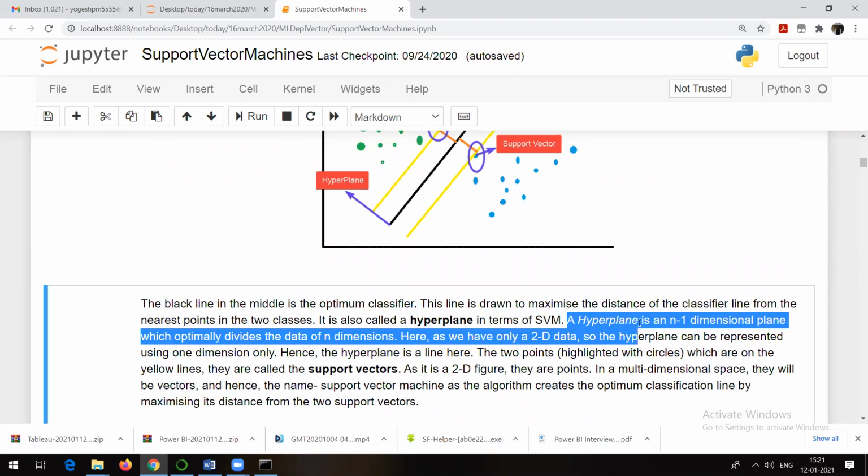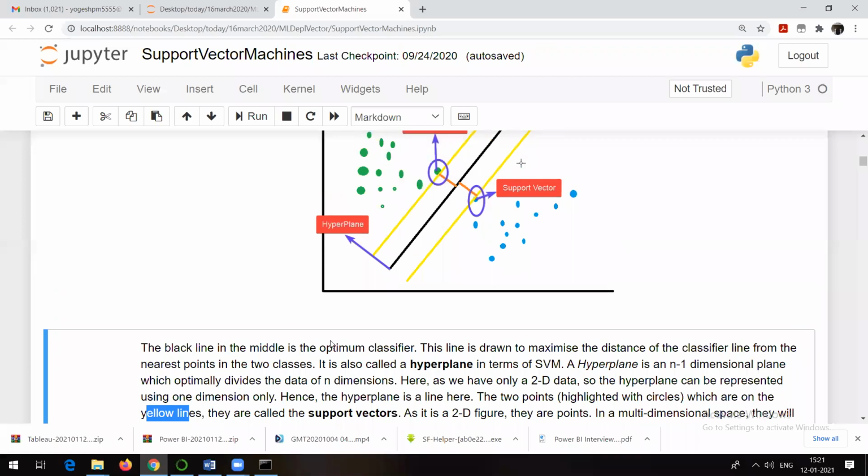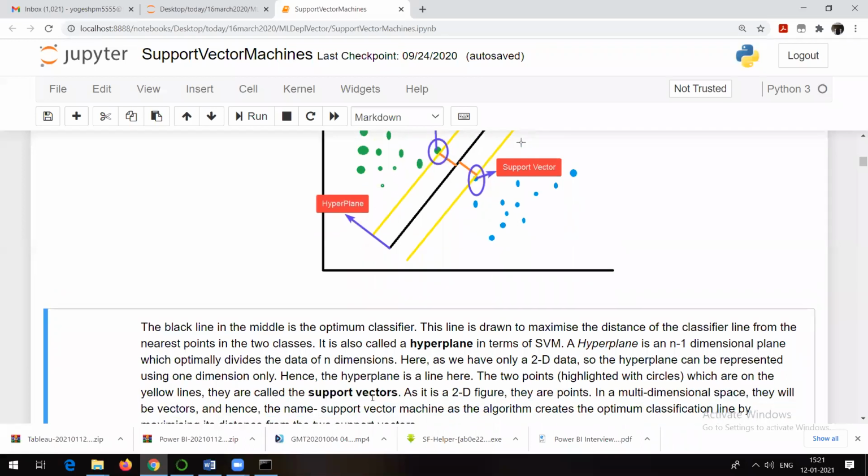A hyperplane is an n-1 dimensional plane which optimally divides data of n dimensions. Here, as we have only two-dimensional data, the hyperplane can be represented using one dimension. Hence, the hyperplane is a line. That's what I talked about earlier. The two points highlighted with circles, which are on the yellow lines, are called support vectors.